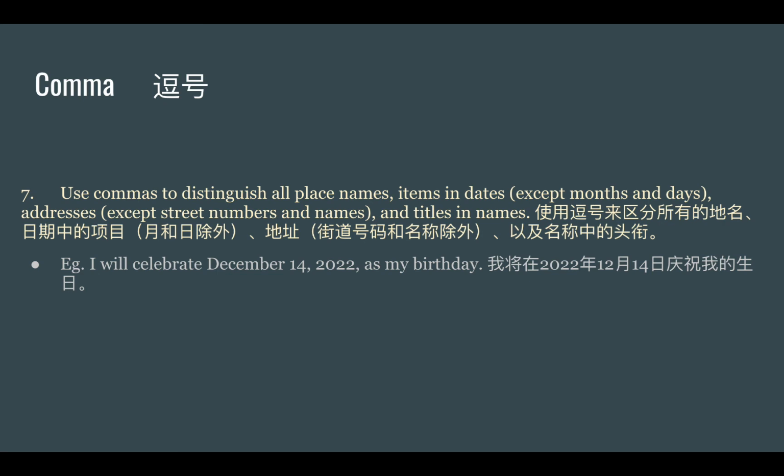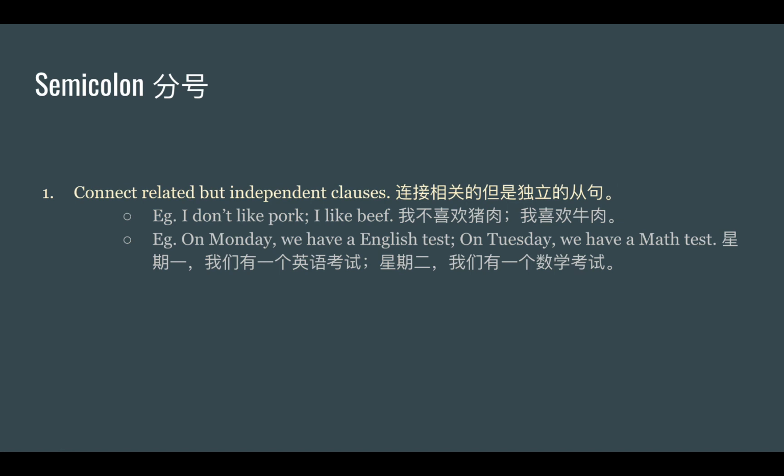The last way we use a comma is to distinguish place names, items in dates except months and days, addresses except street numbers and names, and titles in names. For example, "I will celebrate December 14, 2022, as my birthday." Next, we are going to talk about the semicolon.